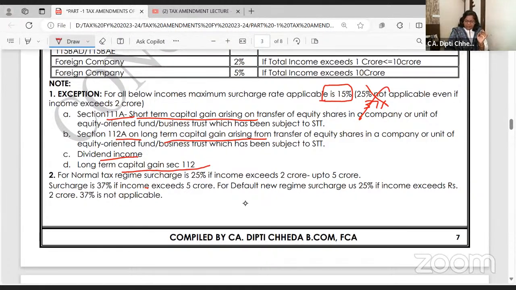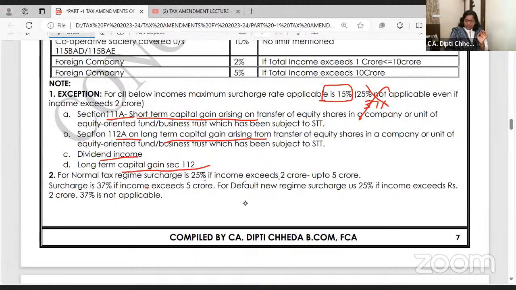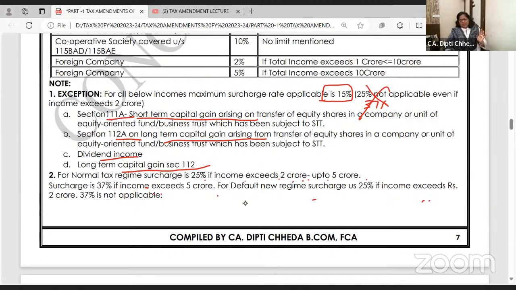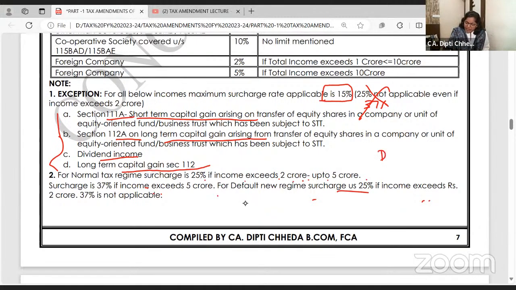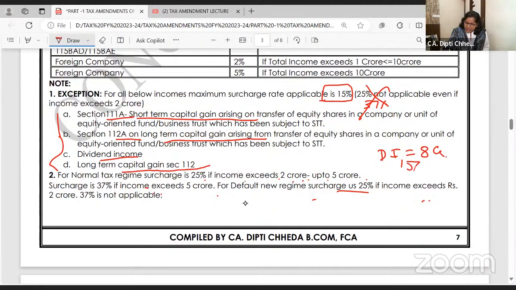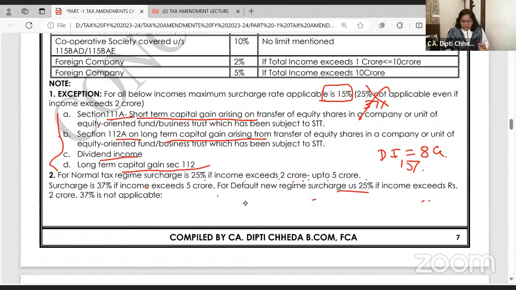For the normal tax regime, the surcharge is 25% if the total income exceeds 2 crore up to 5 crore, and it is 37% beyond that. But for the default tax regime, it's 25%. But for these four incomes, it's not even 25, it's 15. Ma'am, if I have dividend income of 8 crores, what will be the surcharge rate? 15%. Ma'am, will they ask this? This is all going to be asked in your MCQs.